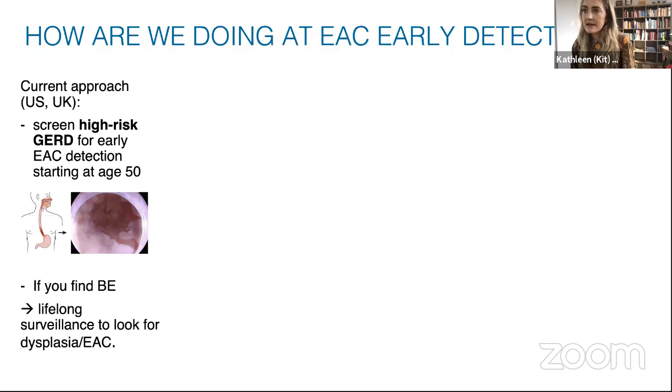So in the US and the UK, screening is suggested for high-risk gastroesophageal reflux disease patients starting at age 50. And there's an extra list of risk factors such as being male, having obesity, et cetera. Those patients will typically be suggested to undergo an upper endoscopy. And then if you find Barrett's, which would look like this under the endoscope, you're suggested to go under lifelong surveillance to look for those dysplasias and early cancers, because we actually have very good treatment methods for removing those, typically with radiofrequency ablation.